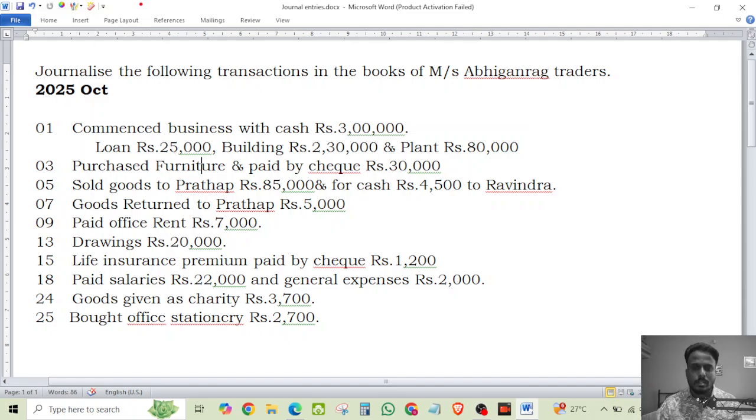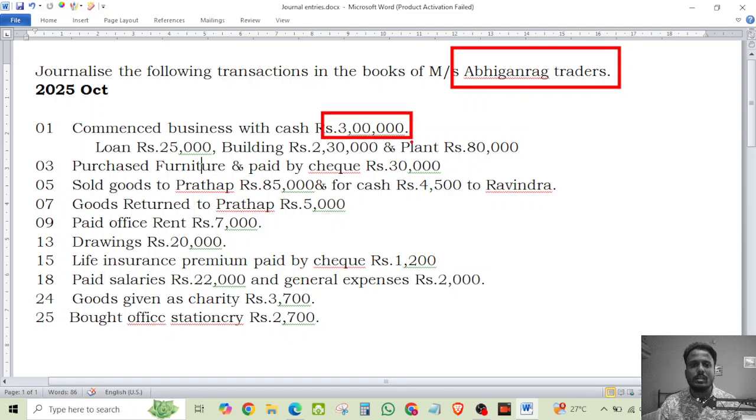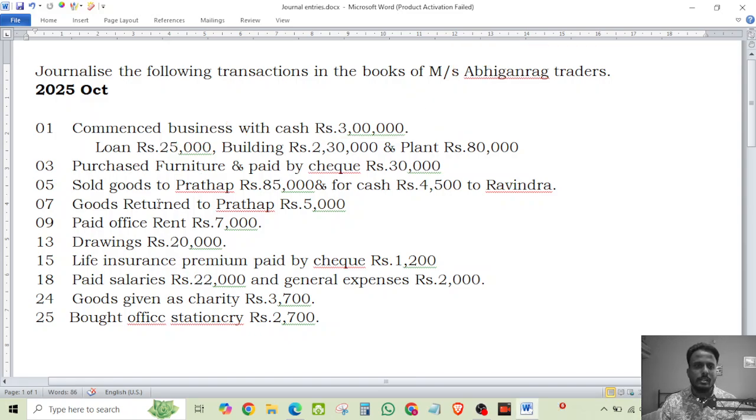In this case, Mr. Abhigan Rag is the owner of the business. Abhigan Rag has invested 3 lakh. The thumb rule of journal entry is you should never see from Abhigan Rag's point of view. You should see from the business point of view all the time. For example, Abhigan is investing 3 lakh rupees into the business. Cash is going out from Abhigan Rag's hand, but the business is actually receiving the money. Therefore you should always see from the perspective of the business, not the individual. This is the thumb rule.